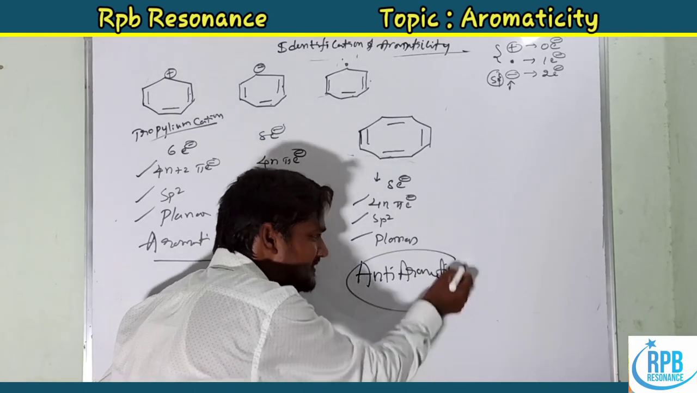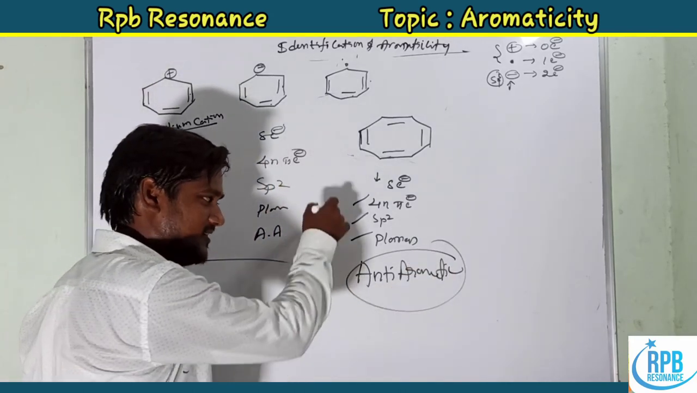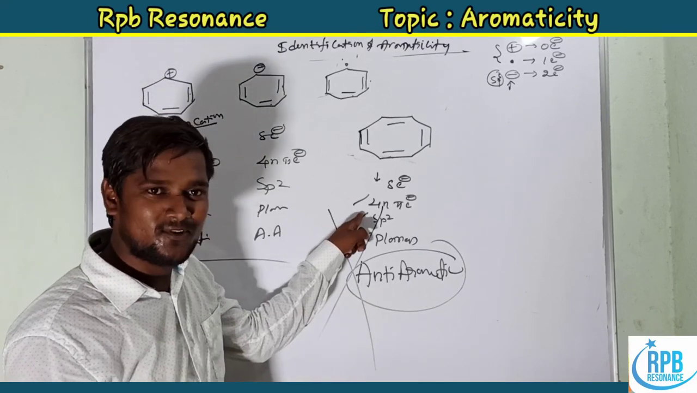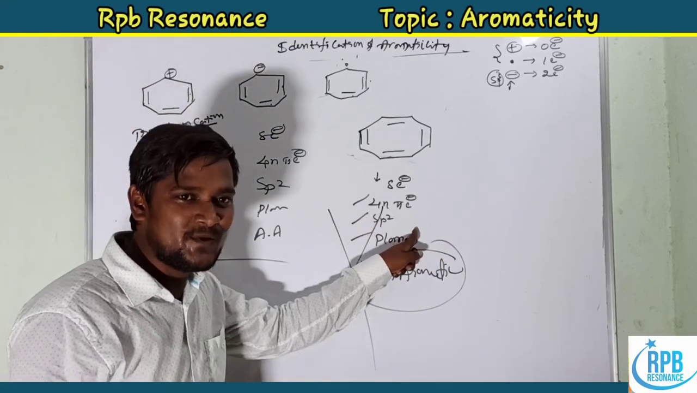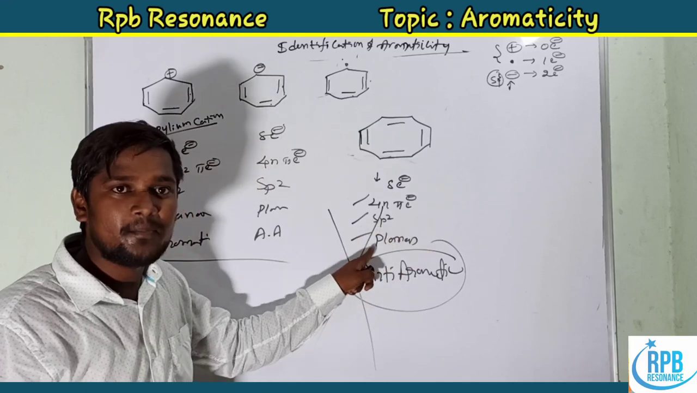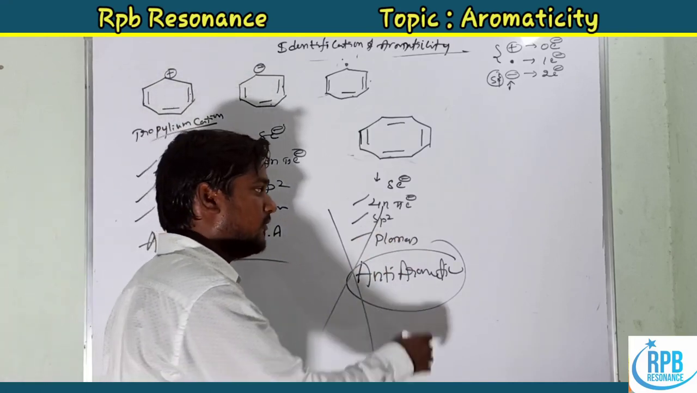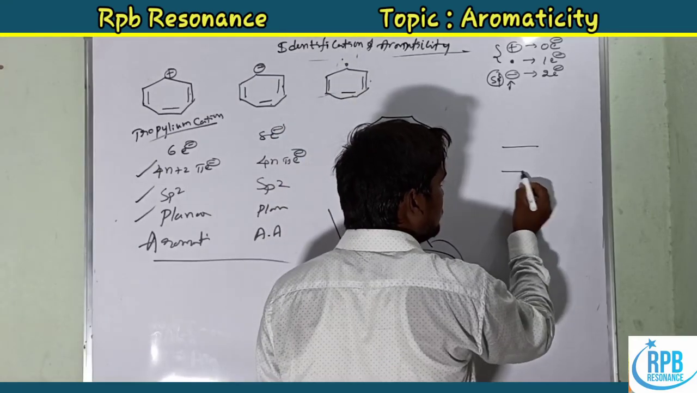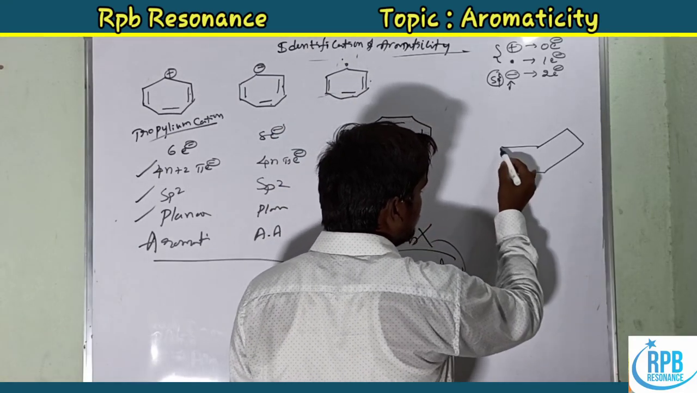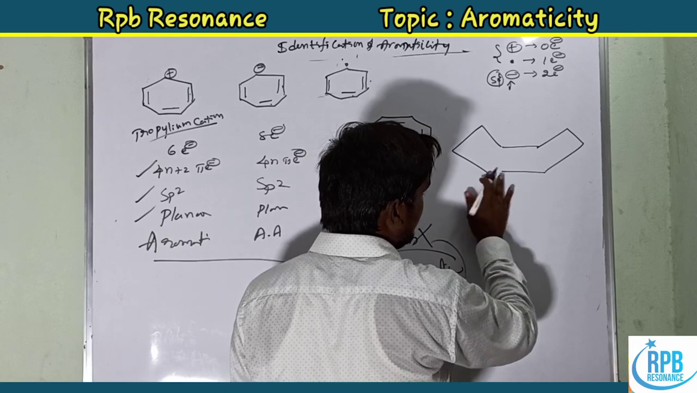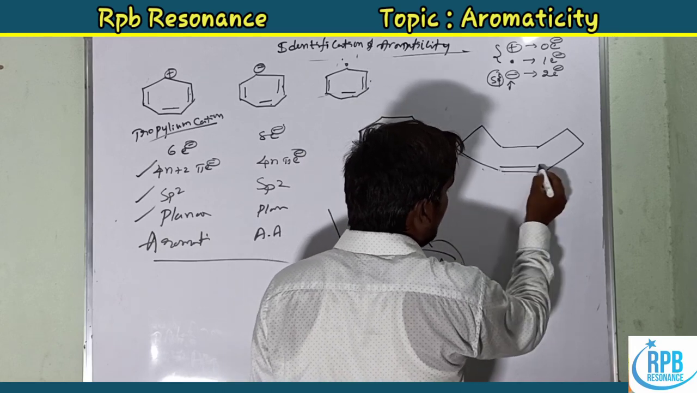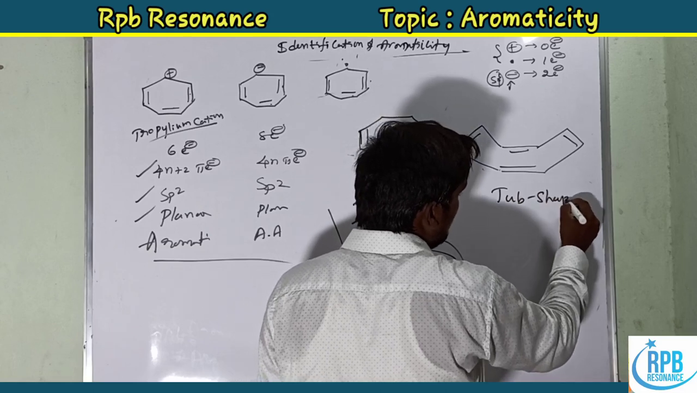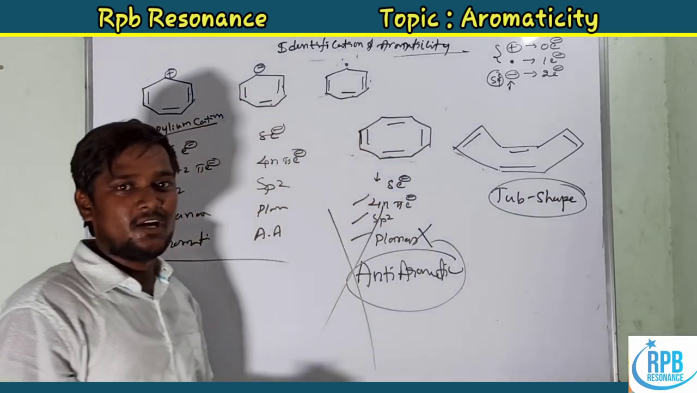So if you answer like this, you will lose marks. This is wrong. Why? We know that it is a 4n pi electronic system, and it is an sp2 system, but it is not planar. Why? Because the original shape of cyclooctatetraene is like this. That's why it seems to be a tub shape. Tub shape means it is not planar.